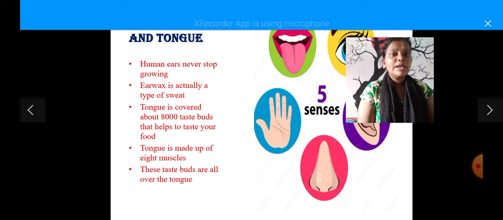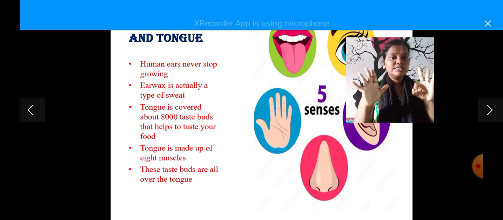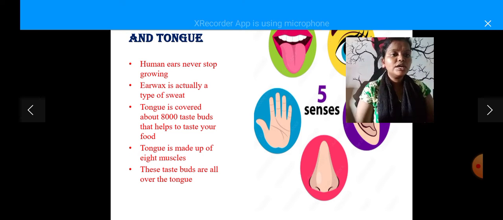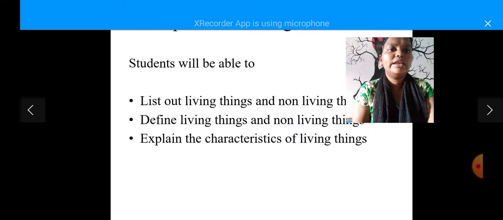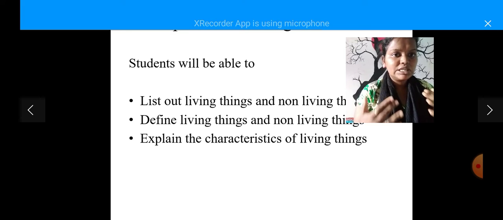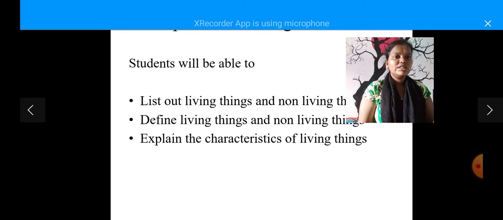Tongue is made up of eight muscles. These taste buds are all over the tongue. Okay, next we will move to this lesson. In this lesson you will be able to understand what are living things and non-living things, what are the characteristics of living things and non-living things, and list out the living things and non-living things.